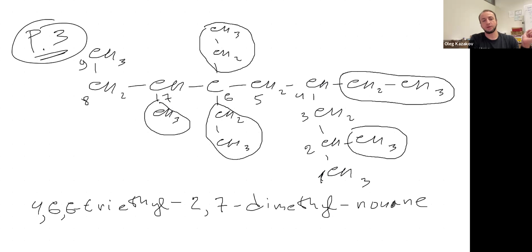4,6,6-triethyl. So 3 ethyls are distributed amongst carbons 4, 6, and 6: 1 on carbon 4, 2 on carbon 6. That makes sense, and there are no other options here. So 2,7-dimethyl: a total of 2 methyls distributed between carbons 2 and 7, 1 on 2 and 1 on 7. Nothing else is possible, even if theoretically we could reconnect the parts and carbon number 7 could have 2 methyls, but the structure doesn't have 2 methyls right there. So we have the longest chain containing 9 carbons, nonane.